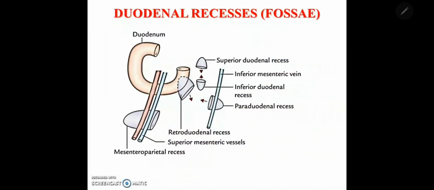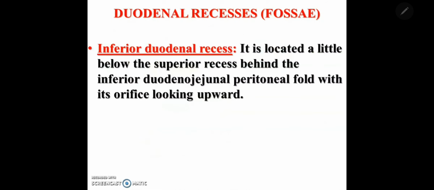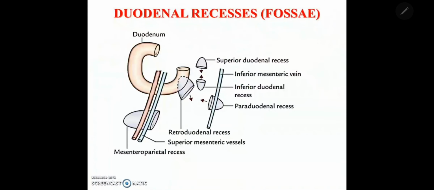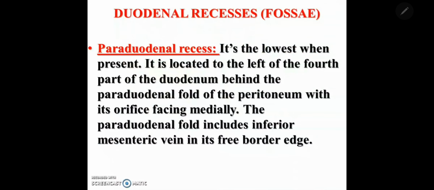You can see there the superior duodenal recess with its mouth directed inferiorly, and you can see the inferior duodenal recess. It is located a little below the superior recess behind the inferior duodenal peritoneal fold with its mouth directed upwards. And here you can notice the paraduodenal and retroduodenal recesses. Retro means behind, it lies behind the fourth part. The para means on the side.